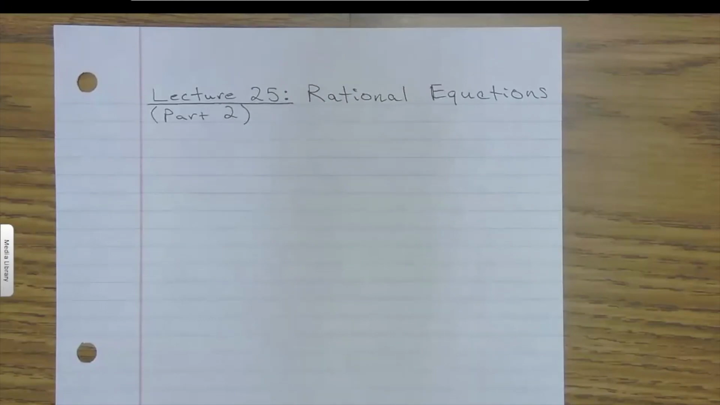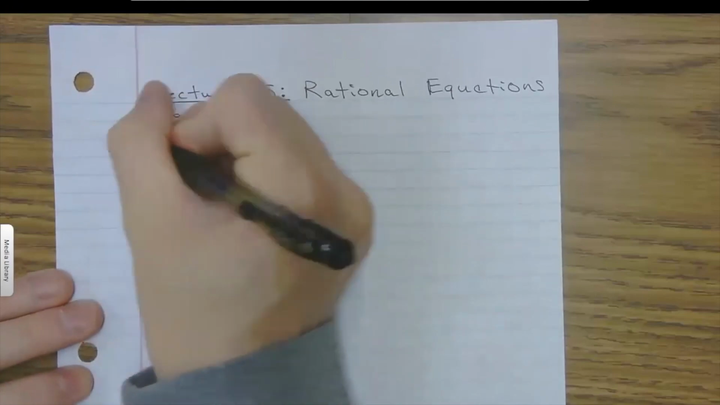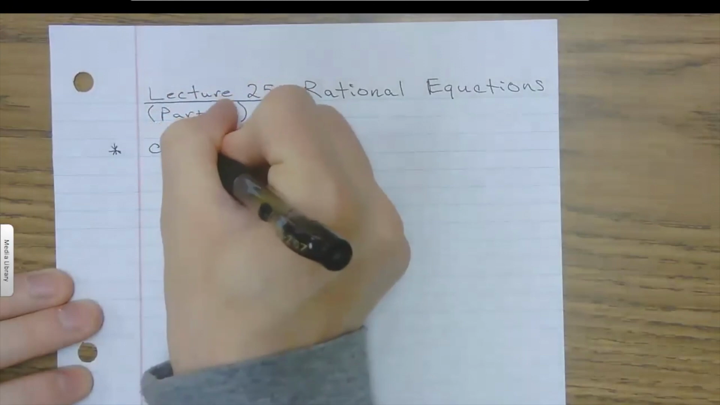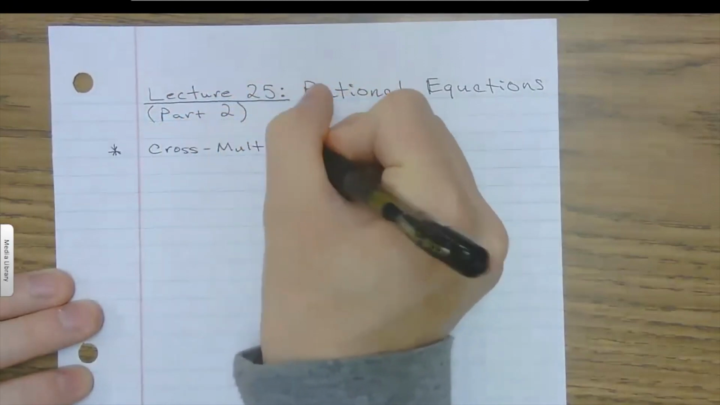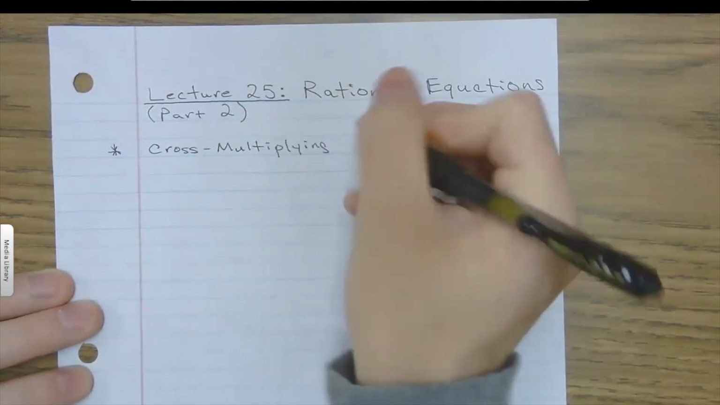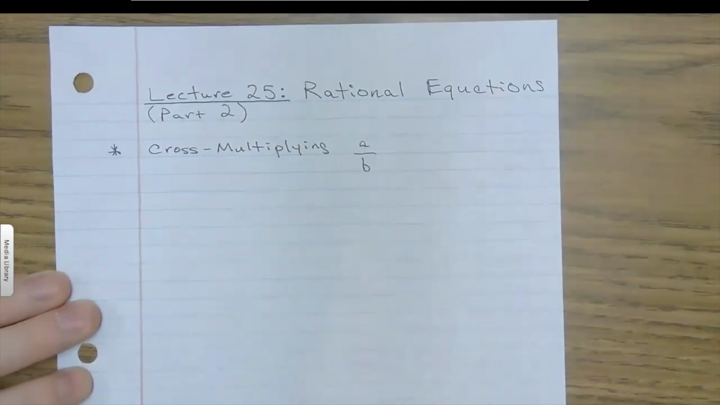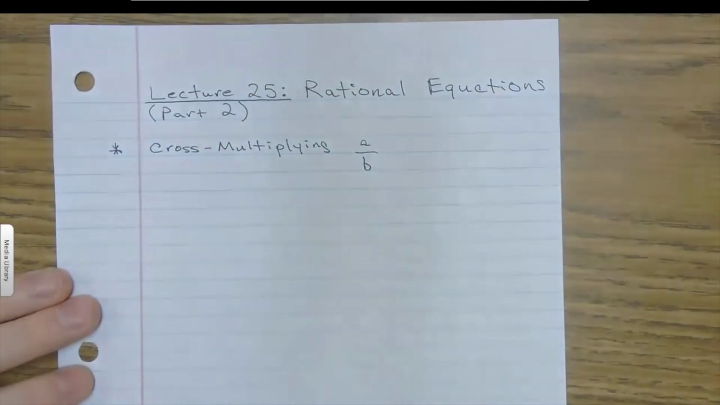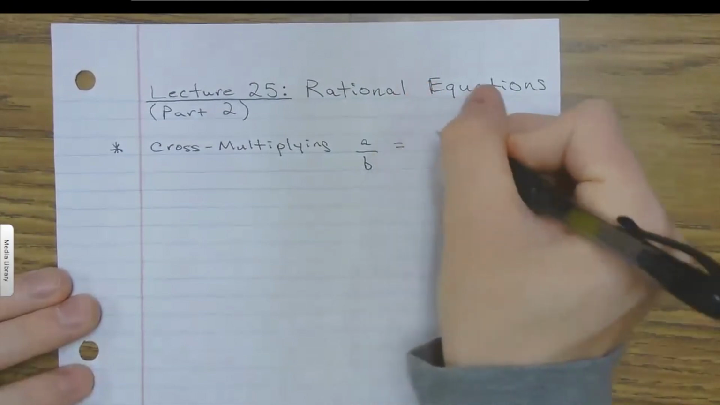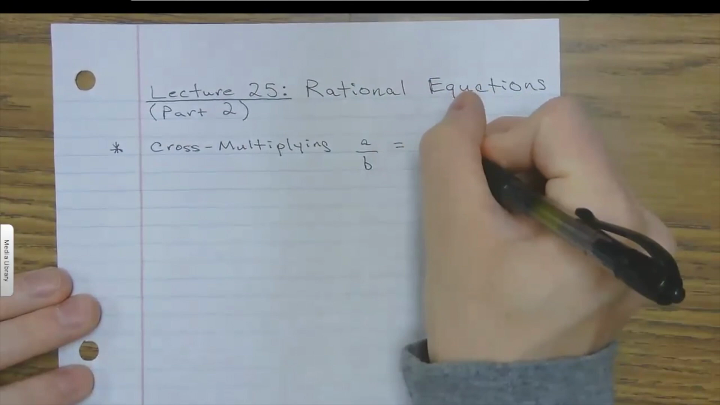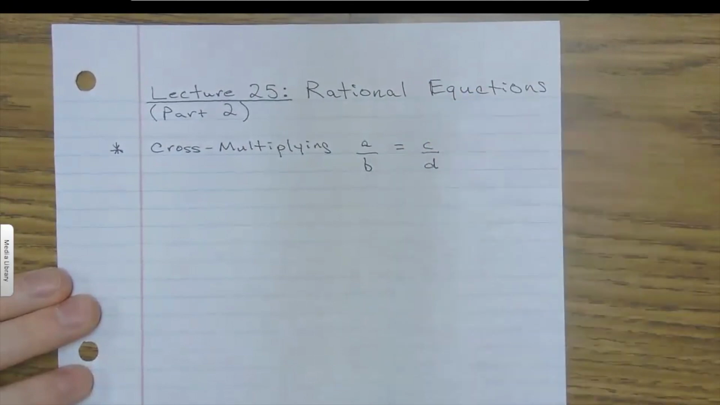There are two types of rational equations. There are the cross-multiplying types. That's when you have one fraction on one side, like a over b, and b cannot be equal to 0, and we have it equal to another fraction on the other side. Let's call it c over d, where d cannot be equal to 0.